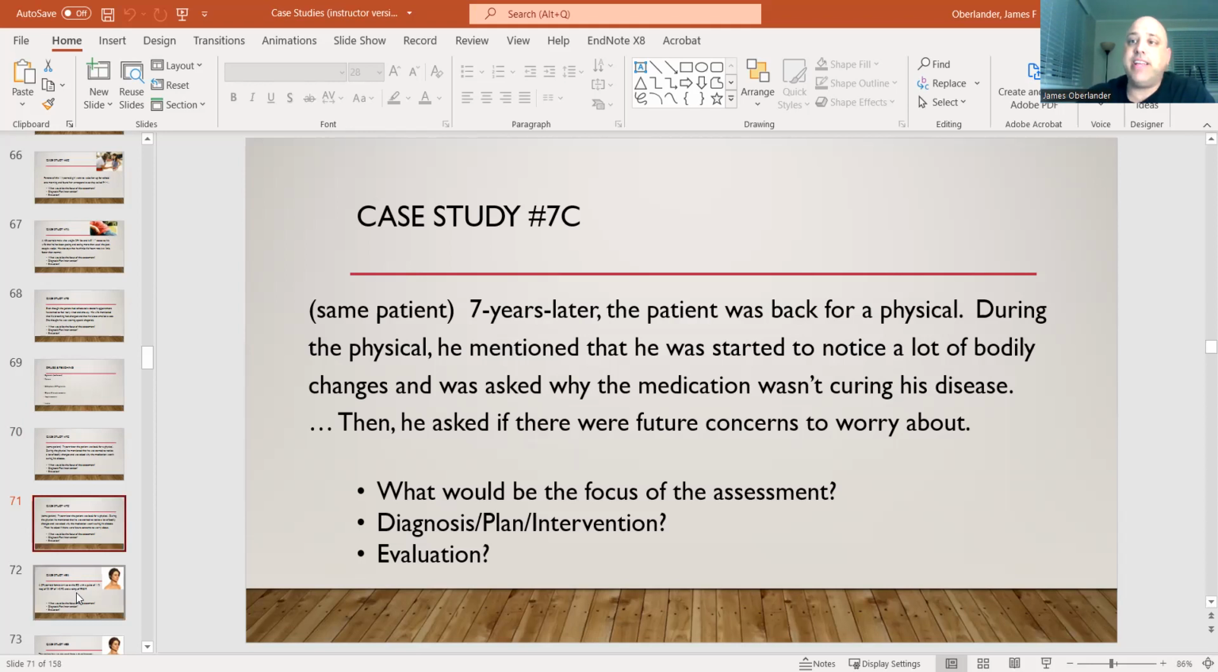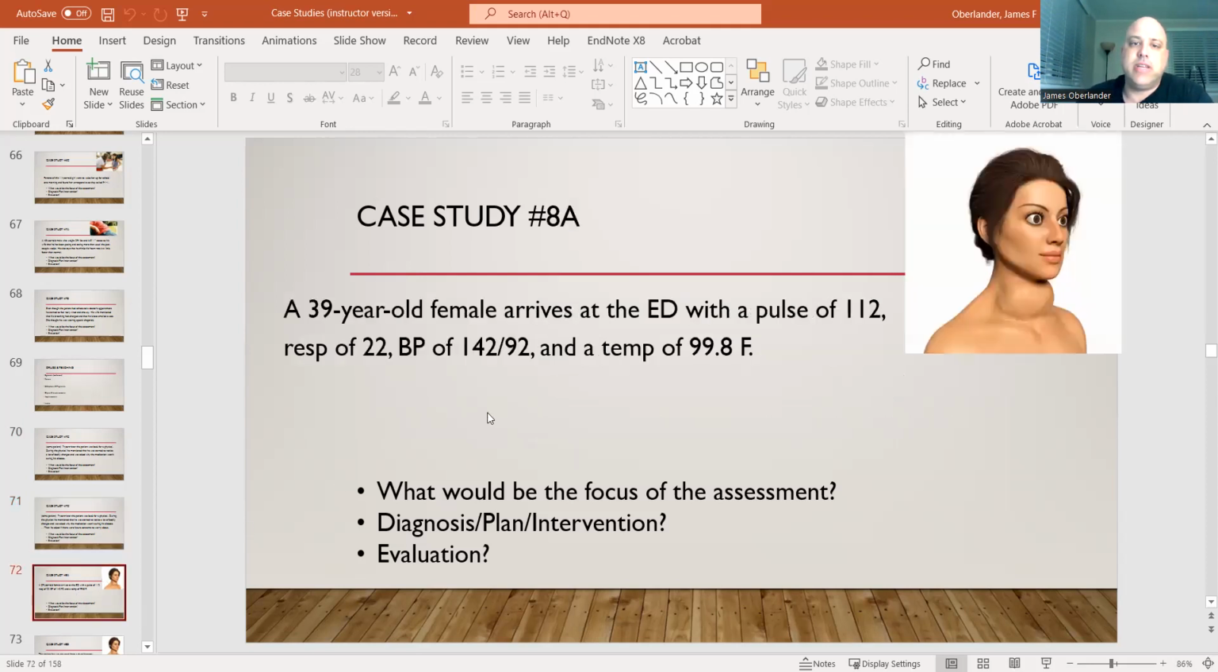We can live a long life. I know we keep going after these death things, but diabetic patients can live a full life, 70, 80, 90 years. You just got to manage it. And that's not easy.